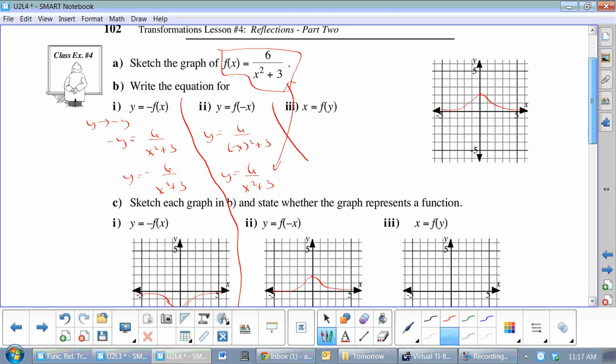Okay, last one, x equals f of y. So all we're going to do is take x, replace it with y. So let's do that. X equals 6 over y squared plus 3.